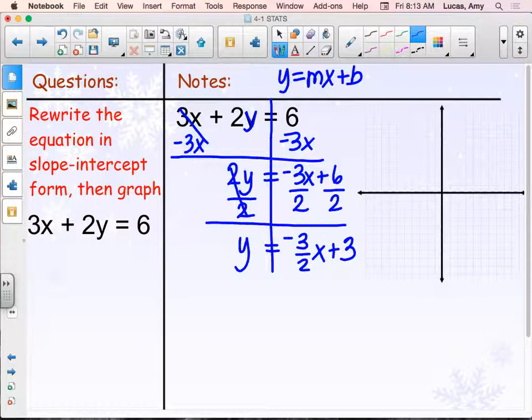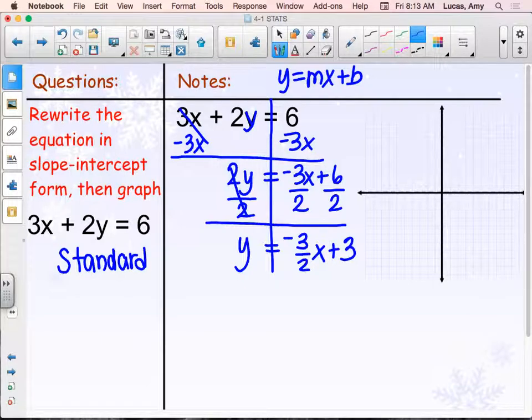So we went from standard form. This equation was written in standard form. We went from standard form to slope-intercept form because slope-intercept form is usually the easier form to use when you're drawing a graph. So if you rewrite standard form into slope-intercept and then graph it, it's a pretty good skill to have.